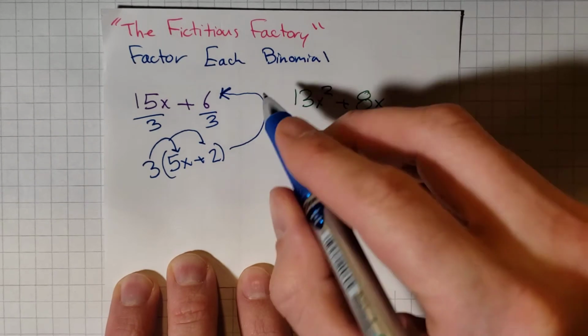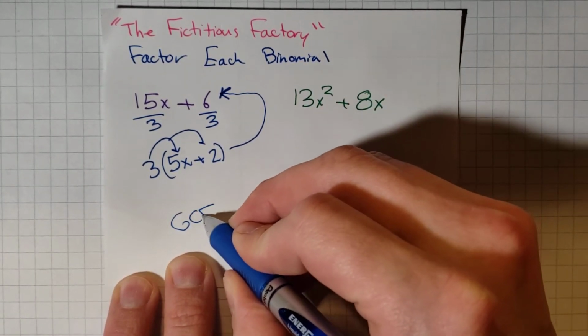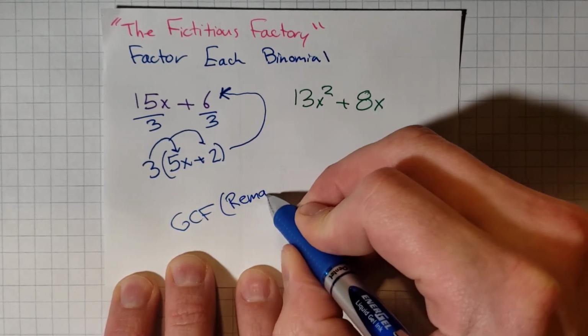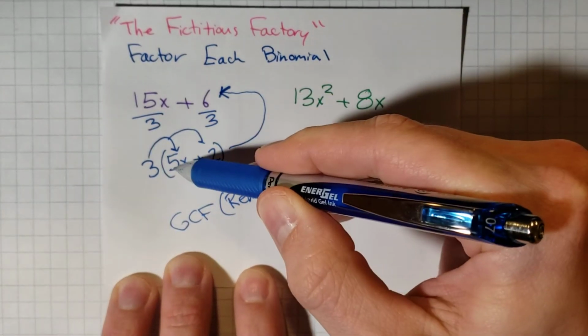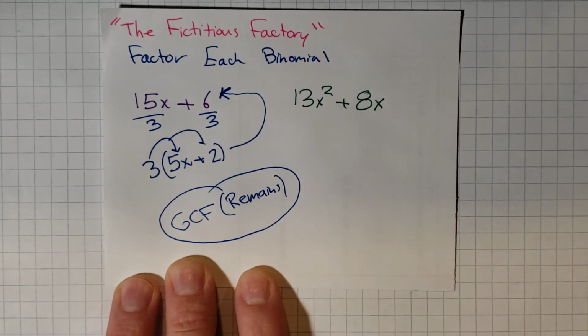So the general form in factored form is you do GCF out in front, and then I call it the remains. Okay. After you took out the GCF, this is what remains. So factored form always looks like that.